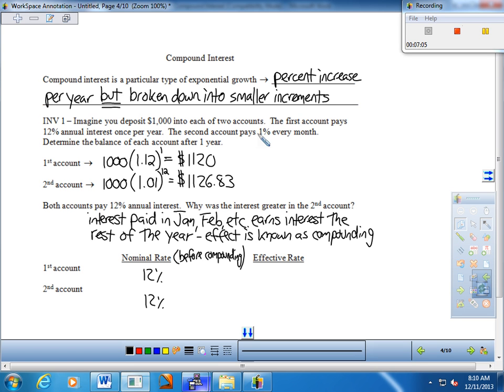But because in the second account the interest got to earn interest, the effective rate, really the true growth rate, is really after the compounding takes effect. So write that piece in if you would. Now it just turns out for the first account, because the interest never got a chance to earn interest the rest of the year, the effective rate turned out to be the same as the nominal rate, 12%. But in the second account, because the interest did get to earn interest the rest of the year, we were able to earn a little more than 12% over the course of the year.